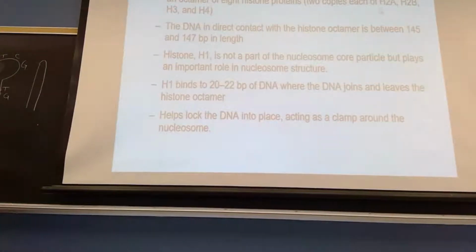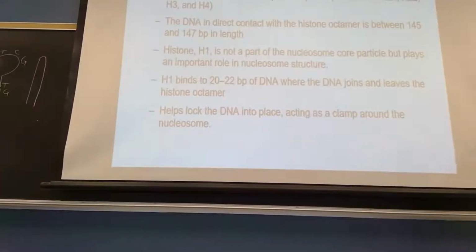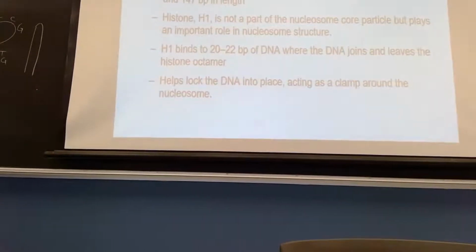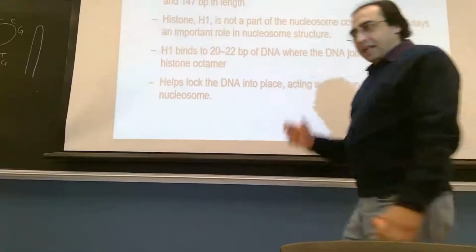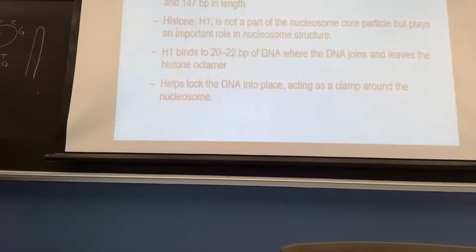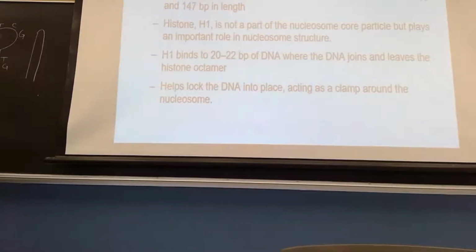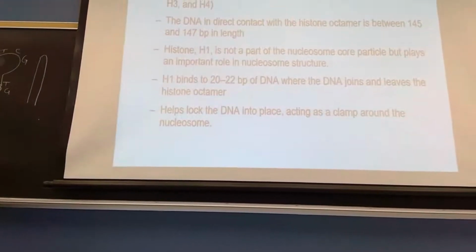The core particle is the histone octamer containing H2A, H2B, H3, and H4 histones. DNA is coiled 1 and 3/4 turns onto this, and this DNA has a particular length, generally 145 to 147 BP long. That part of the DNA is 145 to 147 BP long, and BP means base pair. What is a base pair?